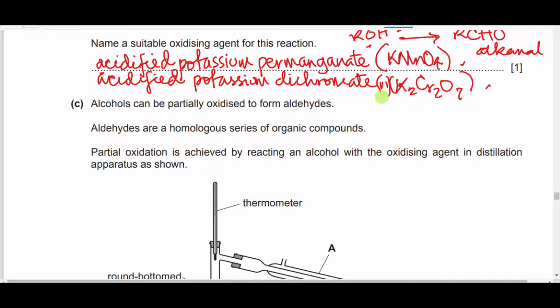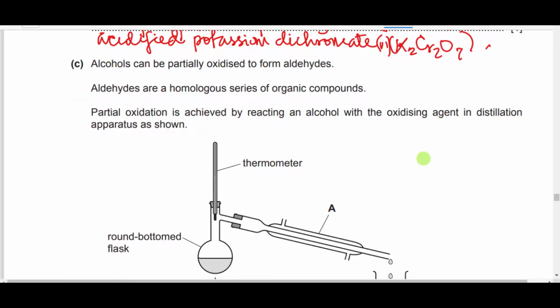All right. Now alcohols can be partially oxidized to aldehydes. Aldehydes are alkanals, which we've explained earlier, right? So aldehydes can be partially oxidized. Good. So aldehydes are a homologous series of organic compounds. So what is a homologous series?